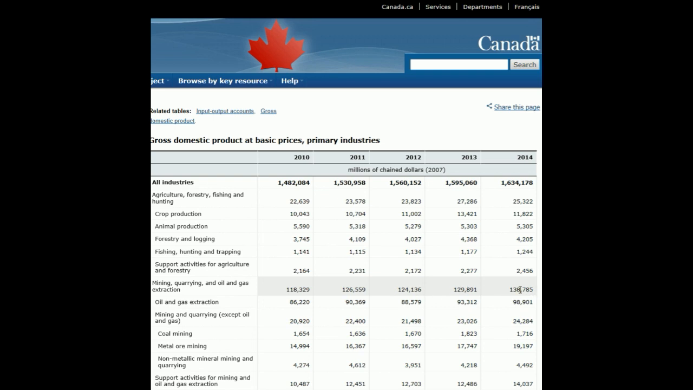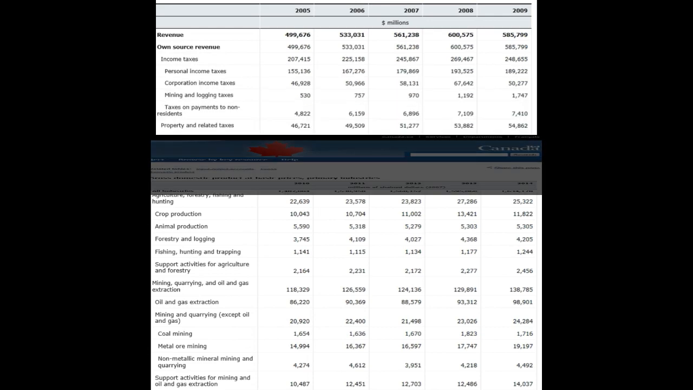So 138,785 times a million. So that's 138 billion, $785 million was generated through the mining, quarrying, and oil and gas extraction for the year 2014. Now, if you go back, you'll see the numbers, but I stuck with the year 2014 because it shows you how much they're actually pulling out from natural resources from the land of Canada.